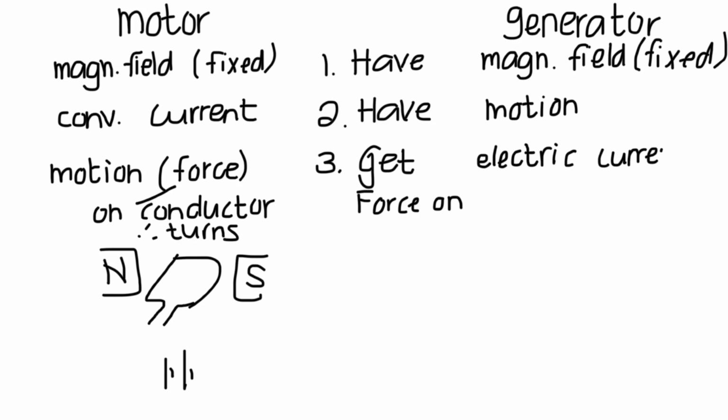The one which you end up with is electric current. So in a motor, I use a field and current to make motion. In a generator, I use a field and motion to make current.